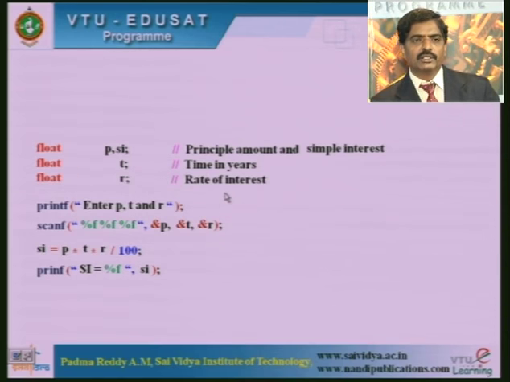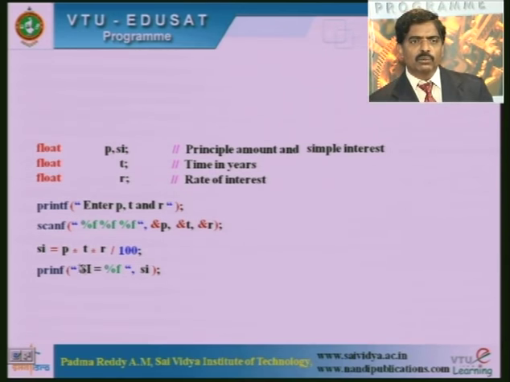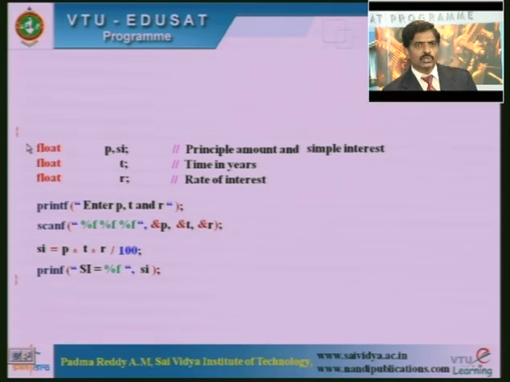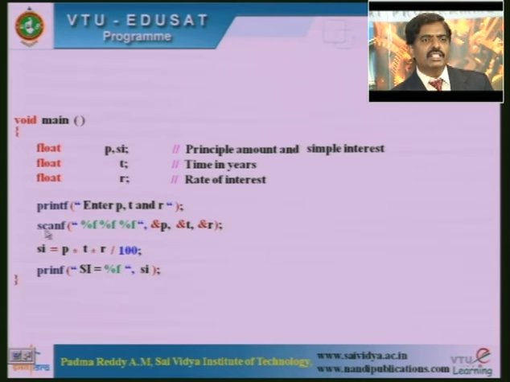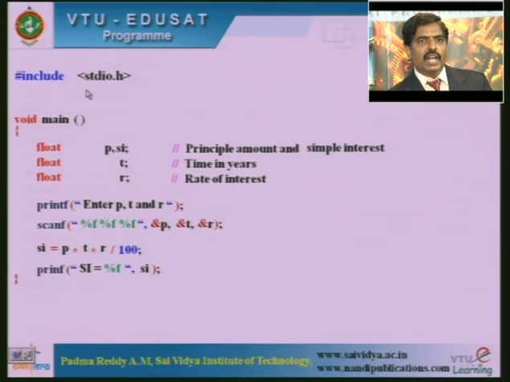Rate of interest. Now, all these statements, whatever you have written so far, must be enclosed within braces. So, here I write void followed by main followed by empty parentheses. Now, the declarations of the printf and scanf functions are available in one header file by name stdio.h. So, go here and write hash include stdio.h.